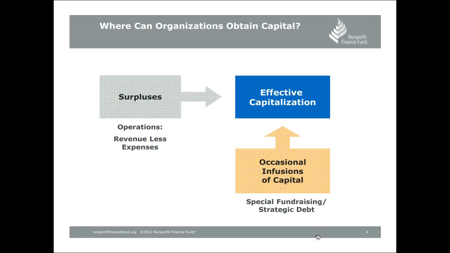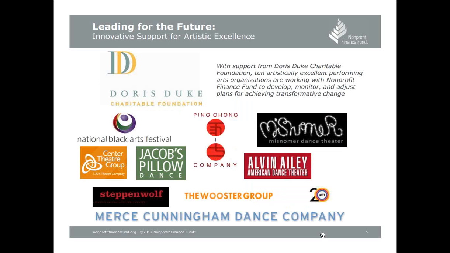So you basically get it from two sources. One is generating surpluses. That means more revenue than expense, and you build your balance sheet with those resources. And the other is occasional infusions, as we say here, of capital, which could be in the form of debt, and it could be in the form of special fundraising. And a capital campaign for a building is an example of that. But it's not really what we're talking about today, which is really about how do you find funds that are flexible. So let's go to the next slide and say that that's where this initiative comes into place.